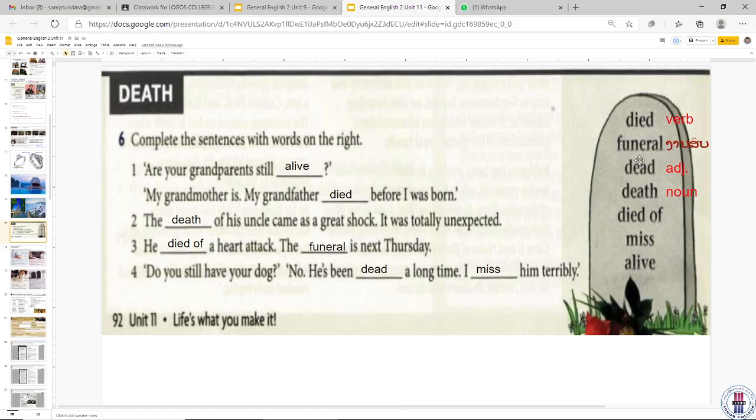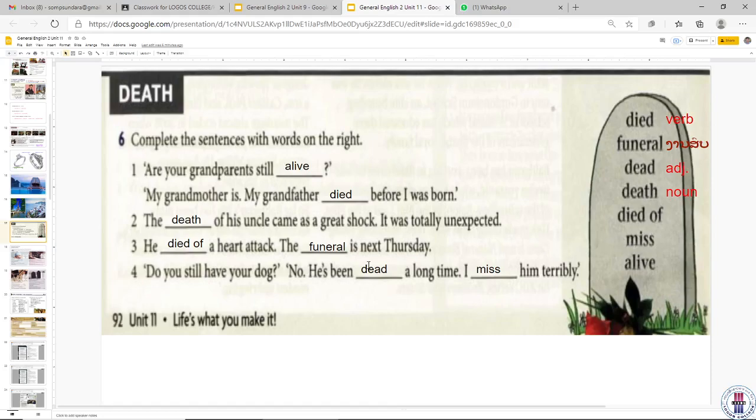Funeral. Dead. If someone's dead, that's an adjective. Dead. Death is a noun. So notice the difference between died, dead, and death. Died of, that's a prepositional phrase. How do they die?